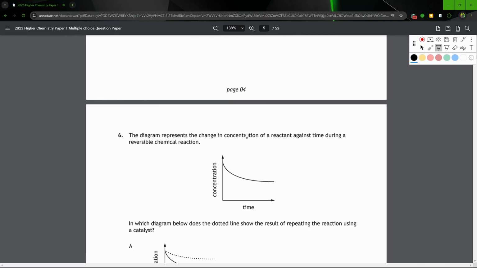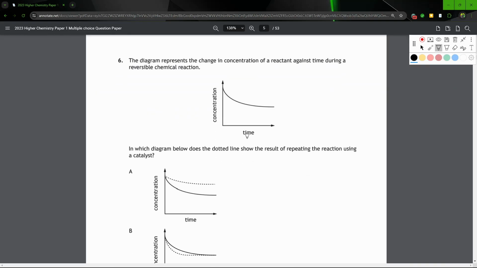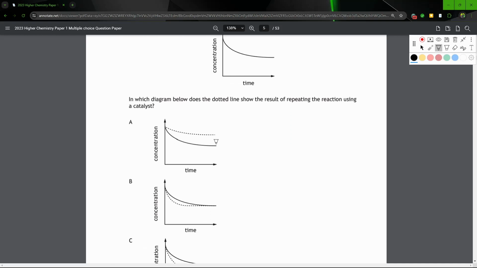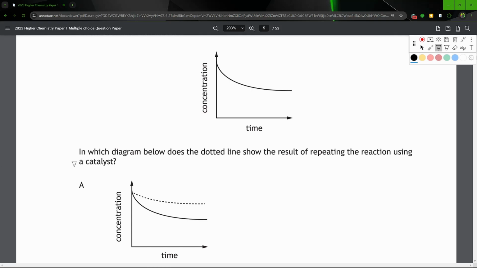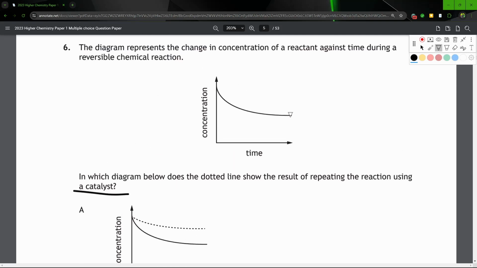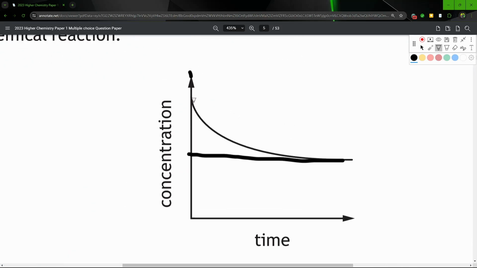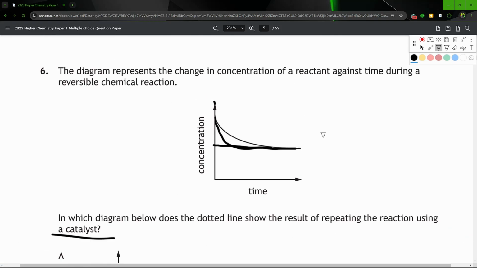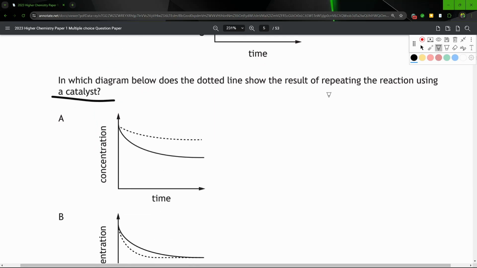Moving on. The diagram represents the change in concentration of a reactant against time during a reversible chemical reaction. In what diagram does the dotted line show the result of repeating the reaction using a catalyst? If you use a catalyst, remember, you're going to be speeding up the reaction. But the catalyst is not involved in the reaction at all. It's not like you're providing extra reactants. So that means that the concentration will stay at the same level, but it will go down there quicker. So you'd end up with a line that looks a bit more like this. It's got a steeper gradient, so it goes faster, but it doesn't go below the original line.